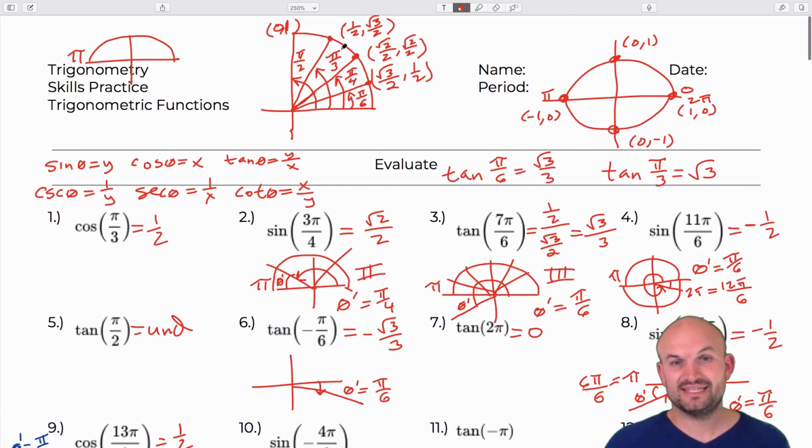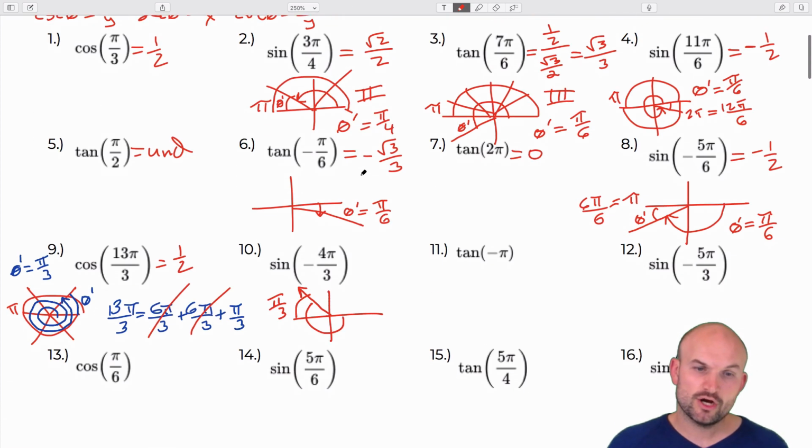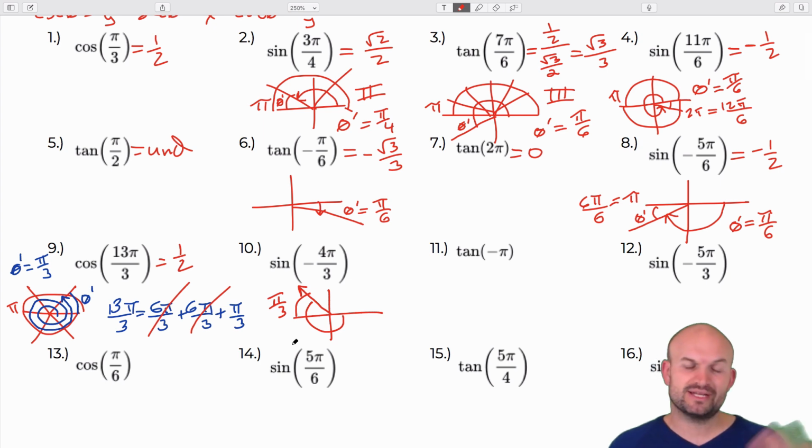So we go back up. We see the sine, which is the y-coordinate, is square root of 3 over 2. Since it's in the second quadrant, we can see that it's positive. So therefore, we can say the square root of 3 over 2.